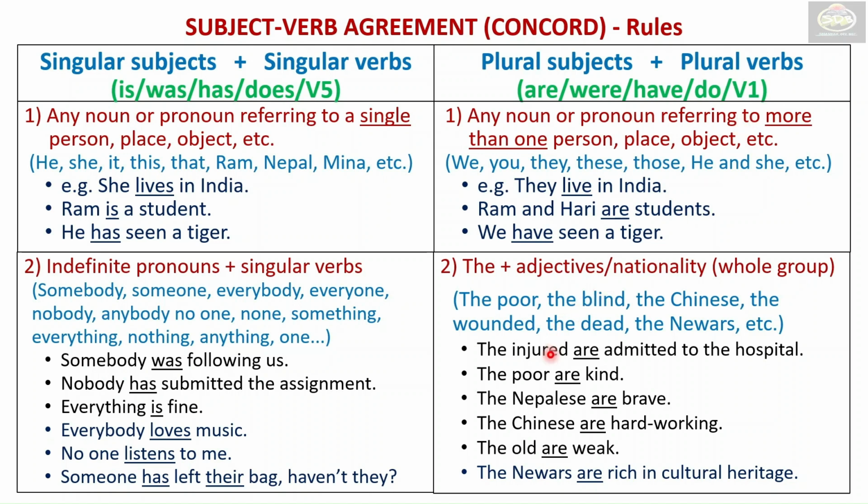For example, the injured are admitted to the hospital. The poor are kind. The Nepalese are brave. The Chinese are hardworking. The old are weak, which means all the old people are weak. The neighbors are rich in cultural heritage. All the Newari people, they are rich in their cultural heritage. Let's move to another rule.